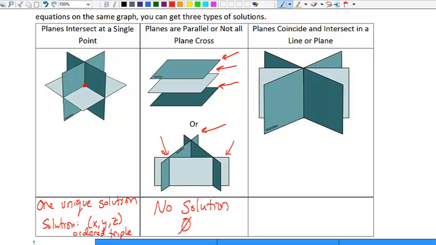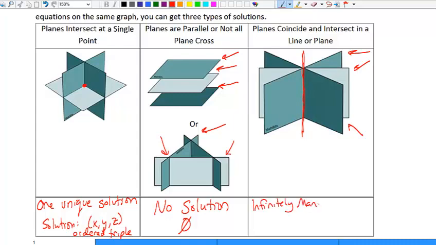And then the last case is if the planes coincide and intersect at a line or a plane or at lots of points. There's one example that I showed you. The three planes here intersect at this line right here in the middle. That line in the middle satisfies the light blue, the medium blue, and the dark blue planes. So how many solutions do you have? You have infinitely many solutions.